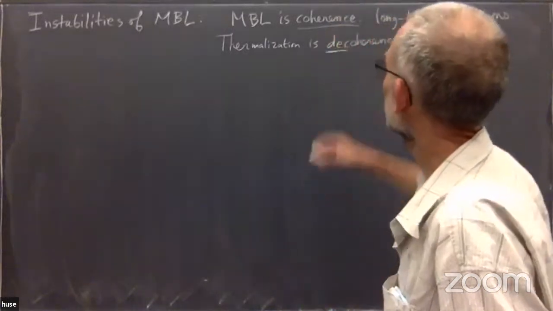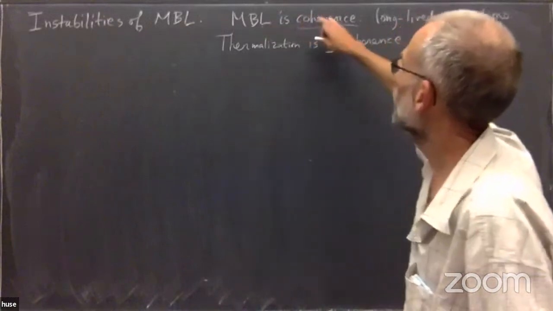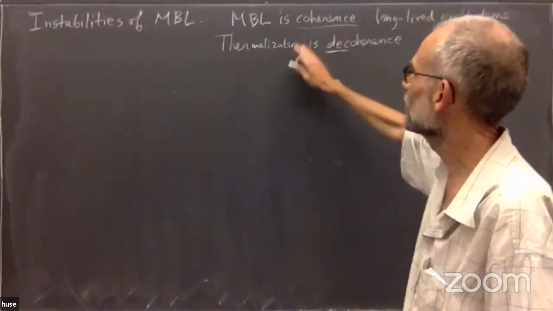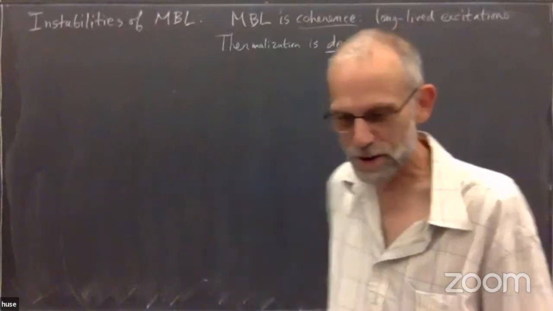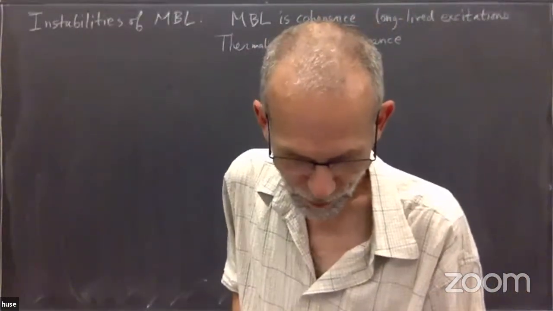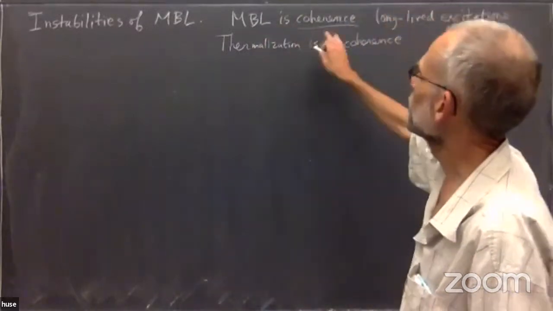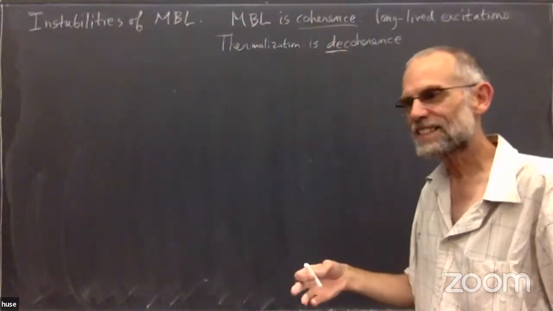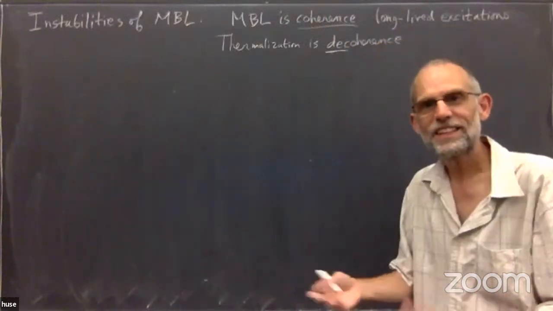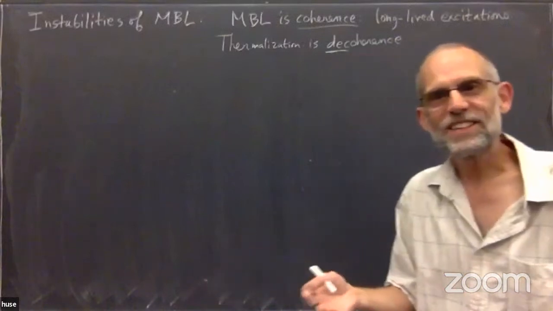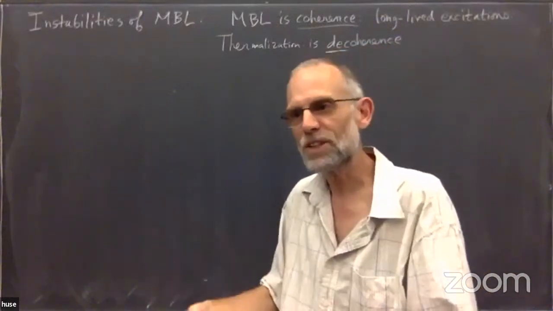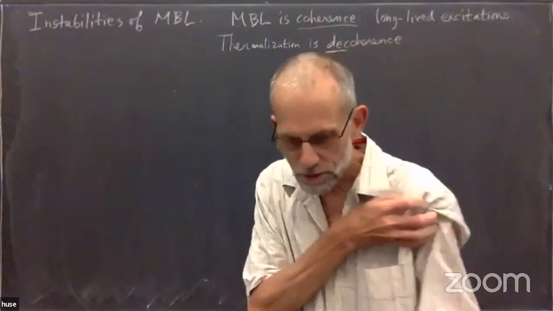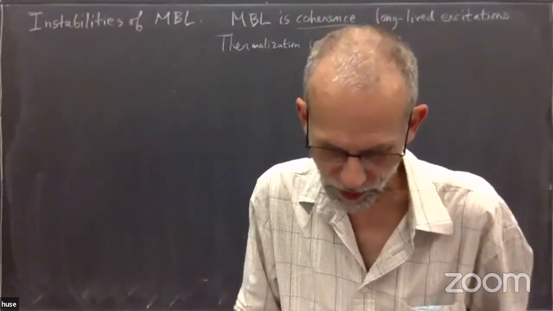Okay, so because of this, MBL being coherence, it's fragile, right? Any quantum experimentalist knows that coherence is fragile and decoherence is powerful and usually wins. So that's why we view this as instabilities of MBL, because MBL is fragile, and we want to ask, can it survive or does it go unstable? Thermalization is robust, right? And so looking at this as an instability of thermalization towards localization so far has not been productive.